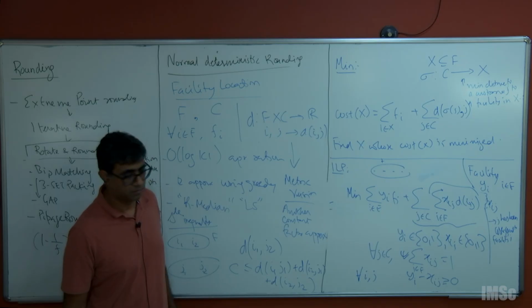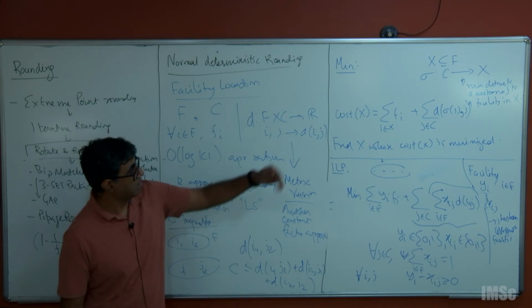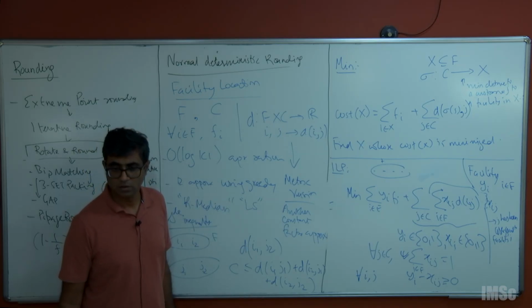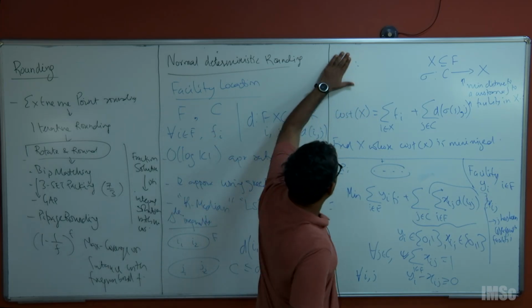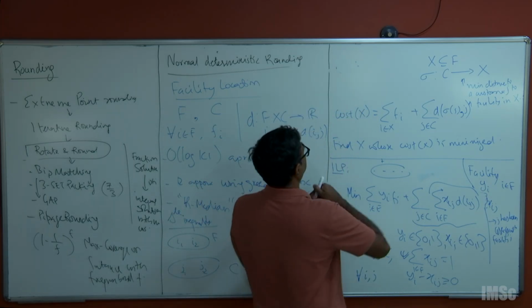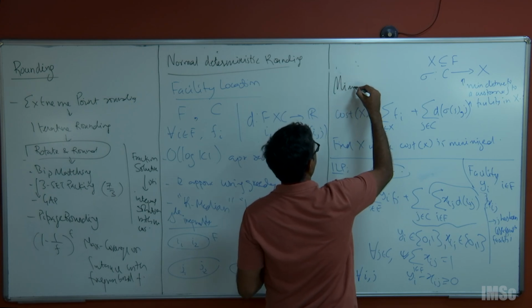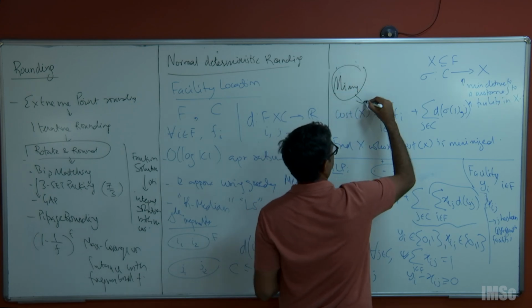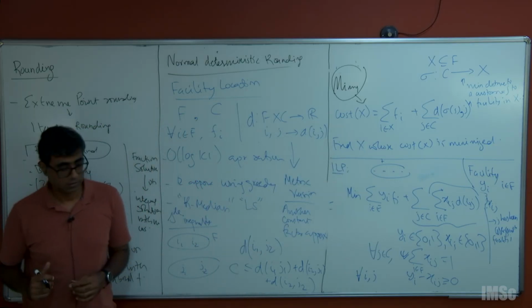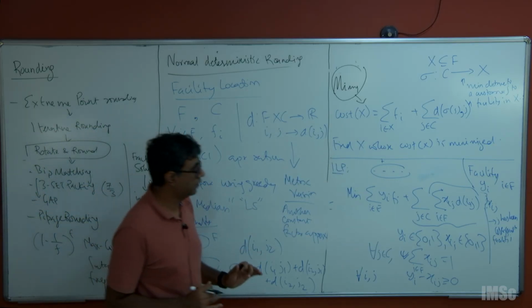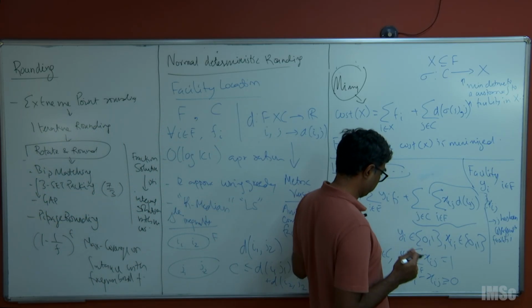There is no minimum number of facilities, no? Is there any minimum cardinality of facilities? No, I have never said minimize that. We minimize the cost function. This is a minimization problem, and our goal is just to minimize the cost of x. So this is my ILP, or whatever you want to call it.